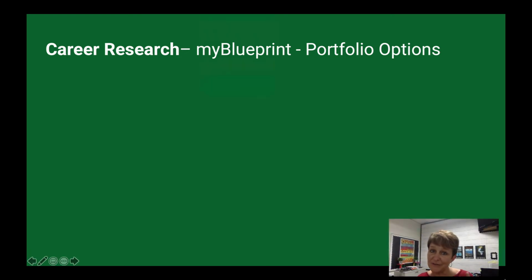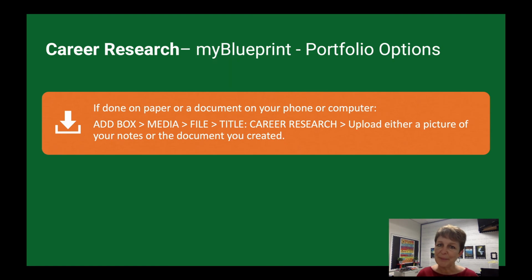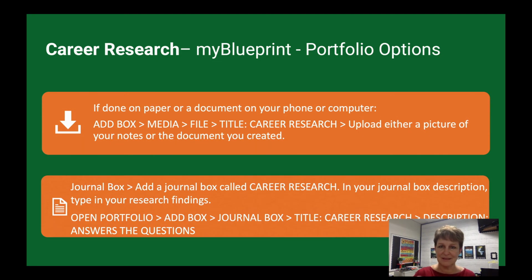All right, so depending on if you did this on paper or on your device, how you add it to myBlueprint will be influenced. So if you did it on paper, your career notes, then you can take a picture of those with your phone or device, and then you would open your portfolio for this course, choose add box, make it a media box instead of a journal box, and then you'll choose file, add the title career research, and upload your picture. If you completed this on your device or computer, then you can add a journal box called career research, and in your description you can paste your research findings. Okay, if you're on a computer, of course, you could work on this in 2 tabs at the same time.